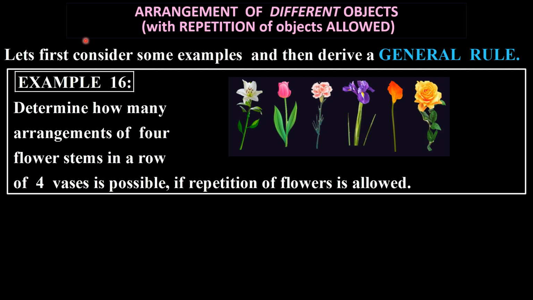So we wanted to have 4 flowers to be placed in a vase, and they must be placed in a row like that. So that's just for you to understand. So let's see what we have here.